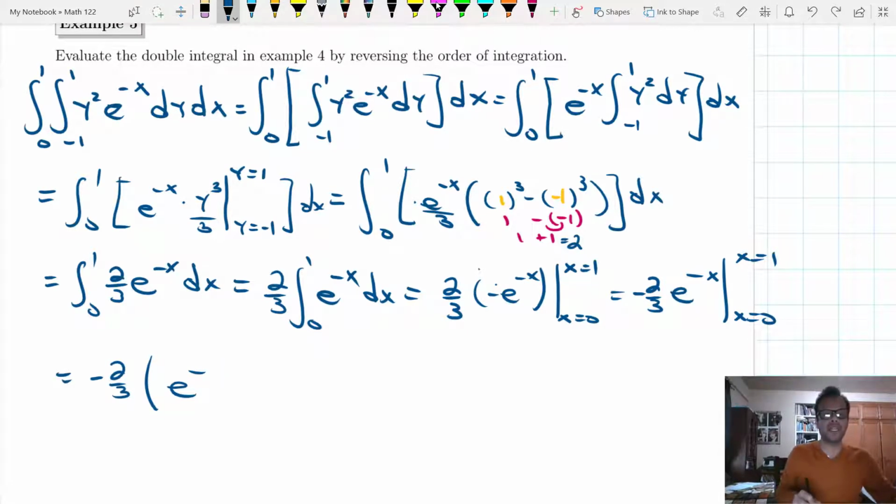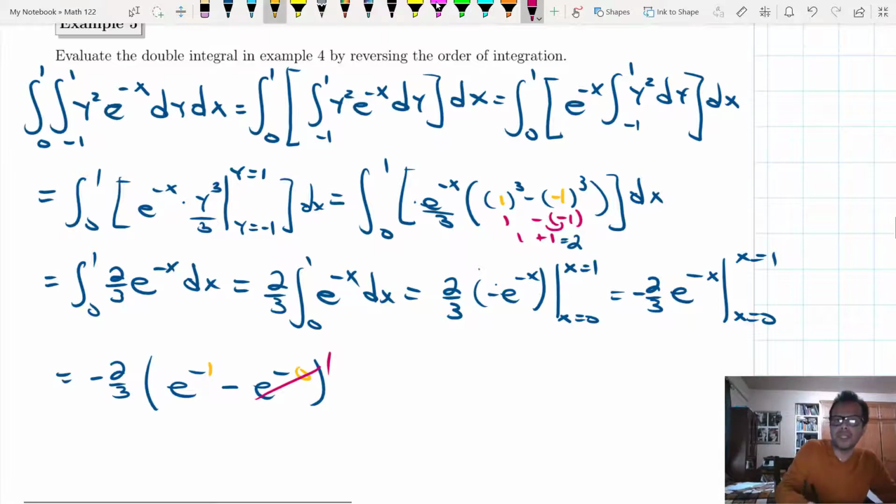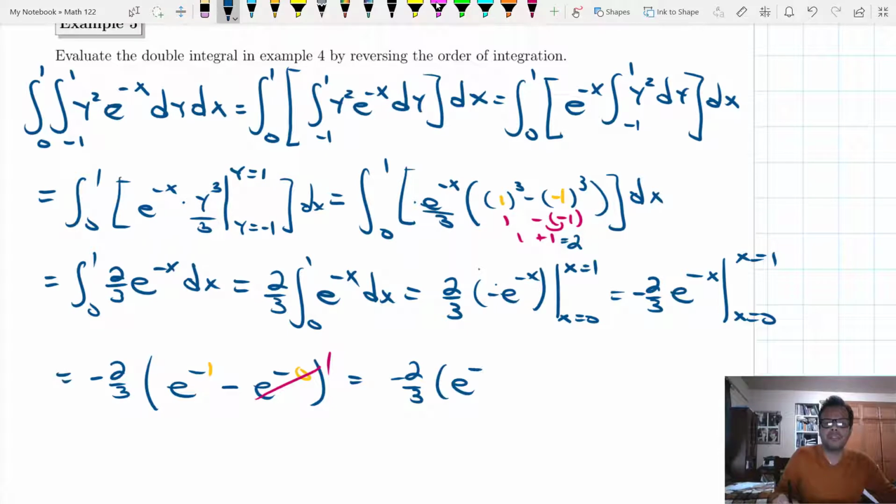Well, that means e to the negative quantity minus e to the negative quantity. So e to the negative 1, e to the negative 0, and just the same way we did it earlier. This is going to go to 1, and this is simply e to the negative 1. Okay, so we get the following: negative 2/3 times e to the negative 1 minus 1.